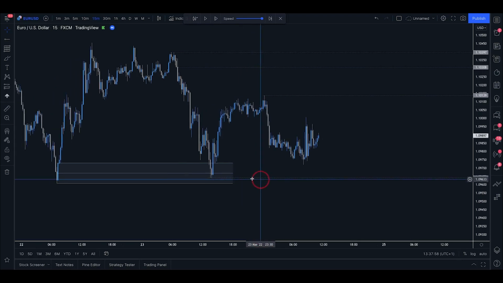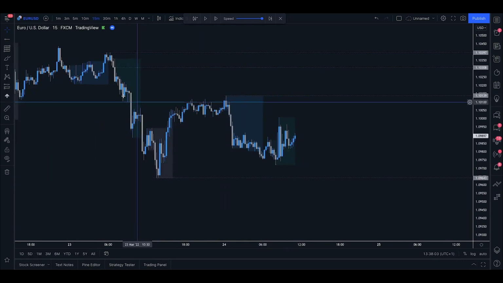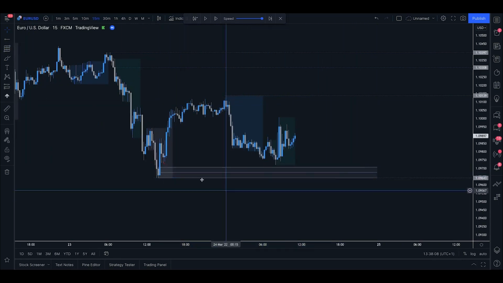So shifting to the 15-minute now that we have an overall idea for a trade, what we can actually do is begin to formulate a setup. So we can grab our demand zone tool here and we can see very clearly a 15-minute demand zone at the bottom of this large push-up.